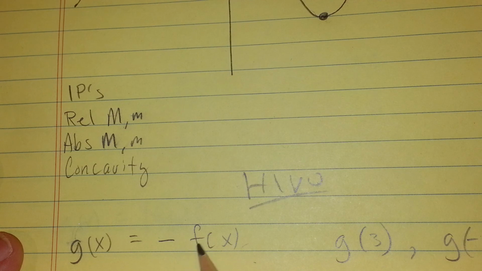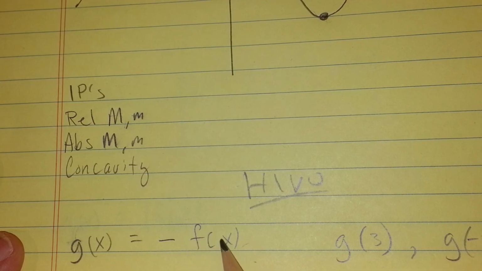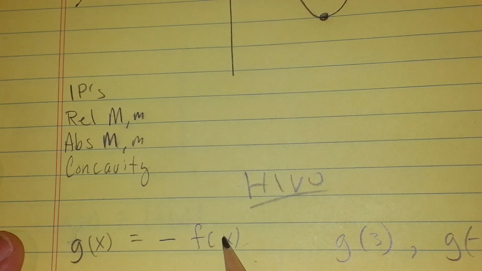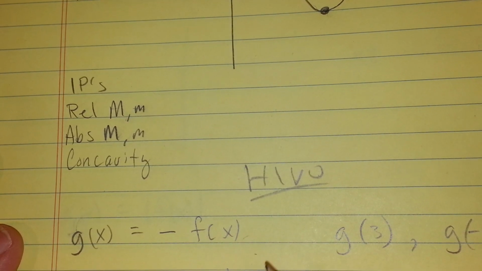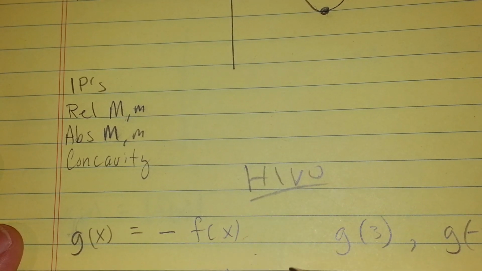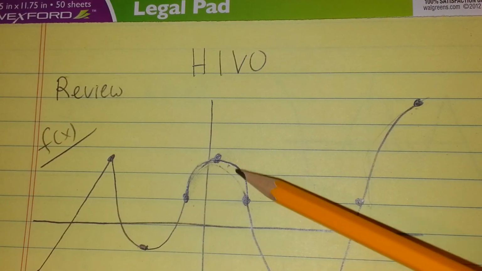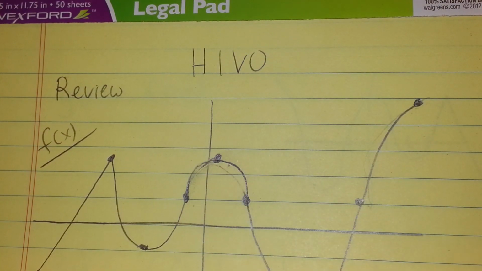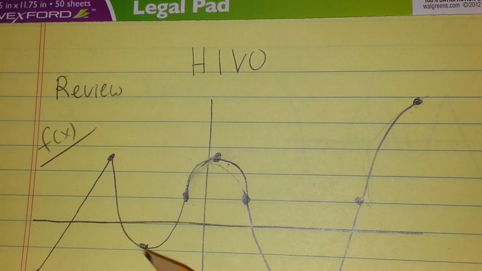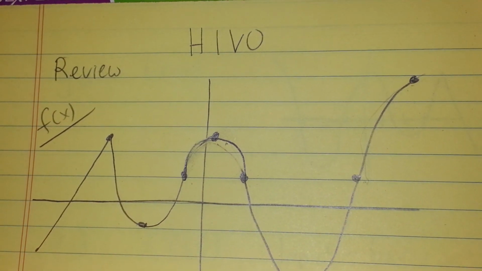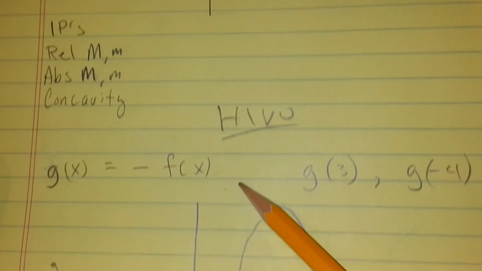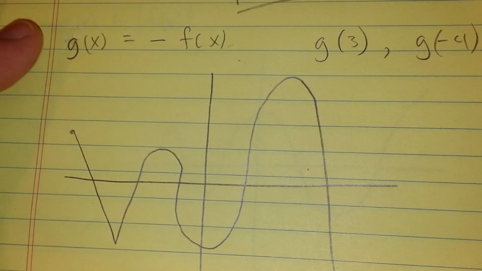It affects my output. So basically, I plug in a number, I apply the function, and then I change the y value. So when you change y values, everything's going to flip and reflect across the x-axis, okay? So notice how this graph now is going to look like this.